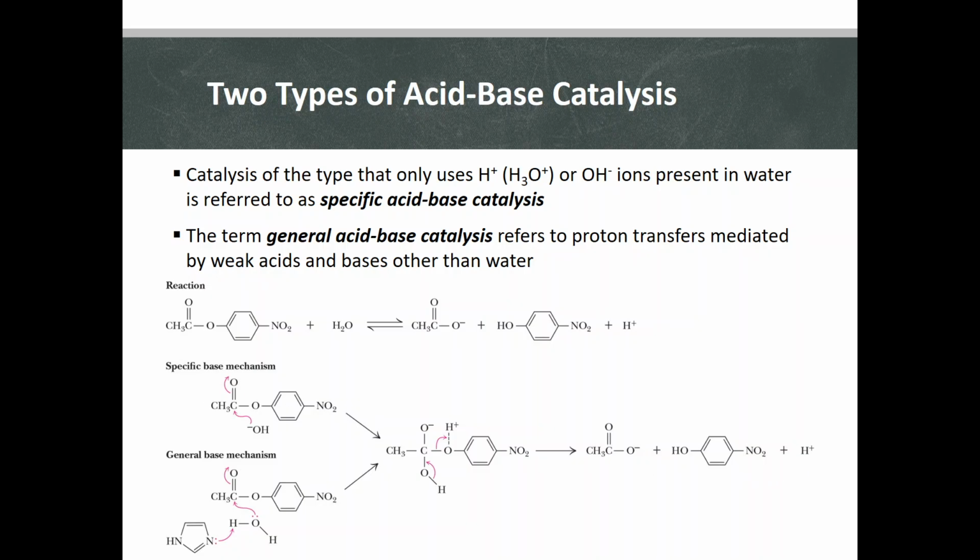Now, in order for this to happen, you need elevated pH conditions. You need basic pHs. That is not how we live. We live under neutral conditions, neutral pHs, pHs in the ballpark of 7, 7.5, something like that. So what this means is that this specific base mechanism is not always compatible with physiologic reactions.